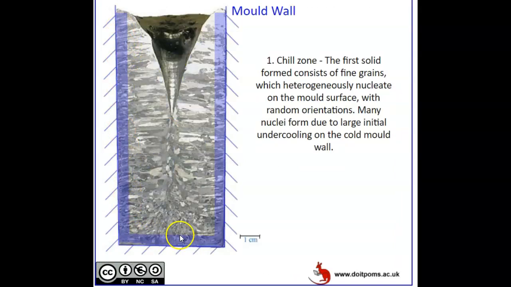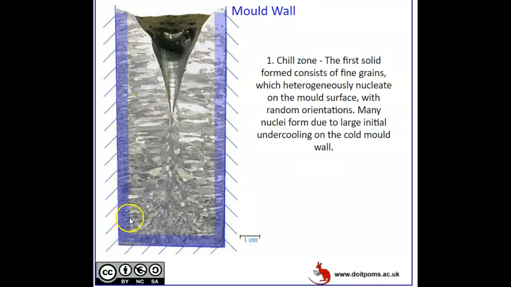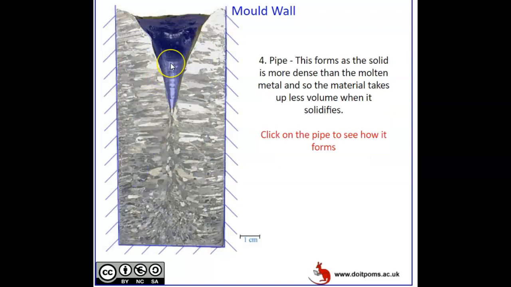At the boundary, you can see this is a chill zone. This is the first solid that's formed, and it consists of grains. They are heterogeneously nucleated grains, so they are quite small as compared to the others. Then after that, you've got this columnar zone where the columnar grain structure is formed. They are a bit longer, a bit bigger grains, and they are aligned in the direction of the cooling, parallel to the direction of the maximum temperature gradient. These grains grow towards the center. So if you've got a piece of cast object, you can look at the microstructure and tell the outer layer and the inner layer just by performing a microstructure analysis.